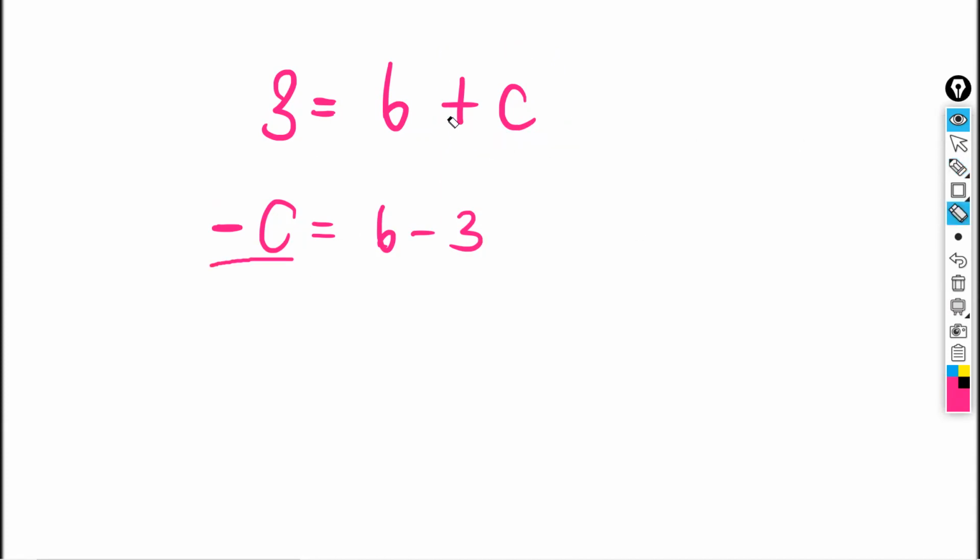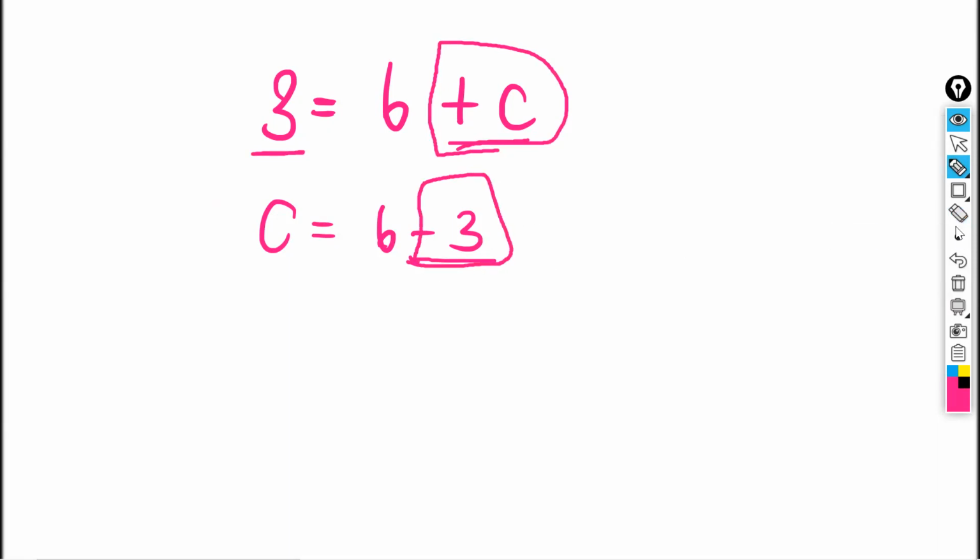Another question is this. If you guys say 3 is equal to 6 plus C, and you switch the C with the 3, how come this 3 turns negative and this C doesn't turn negative? How come this 3 becomes negative, but this one doesn't become negative too? So we know that we should subtract on both sides. We know that what we do on one side, we should do to the other. Right.